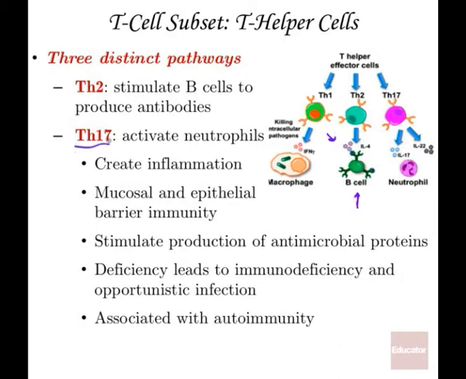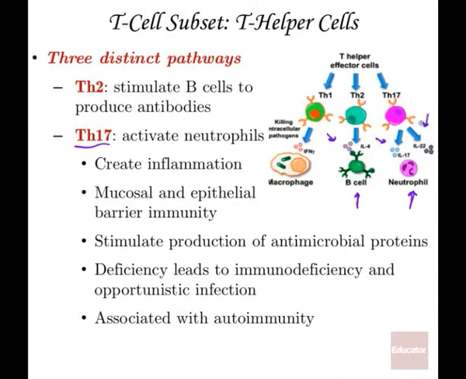Now, the final pathway is the Th17 pathway, and that pathway activates neutrophils. Now remember, neutrophils were the main cells that were found in the innate immune system, and they were also one of the first cells on the scene in relationship to the beginnings of invasion by the pathogen and infection. But now, here at this later stage of immune response, the Th17 pathway also activates these neutrophils, and it does so through secretion of IL-17 and IL-22.